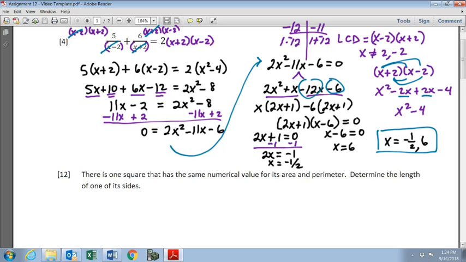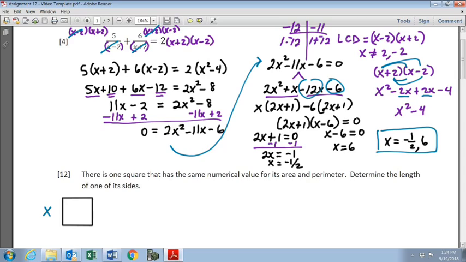Alright, let's look at number 12. It says there's one square that has the same numerical value for its area and perimeter. Determine the length of one of its sides. Well, first of all, we should probably make a square, and why don't we call one of the sides x. In fact, all the sides would have a length of x since it's a square.